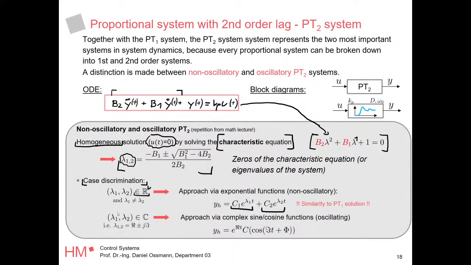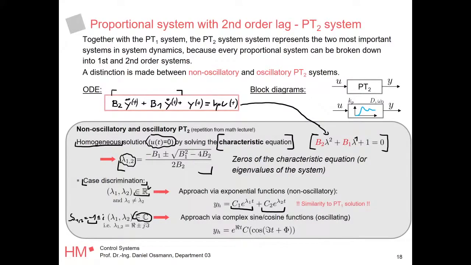where these guys get complex, right? So this means they are complex. For example, you could have, let's say, -1 plus or minus i, right? This would be the example. Then the homogeneous solution has a cosine function in there. The exponential function only shows up once with the real part, so with this -1 here, and the complex part leads to an oscillation.